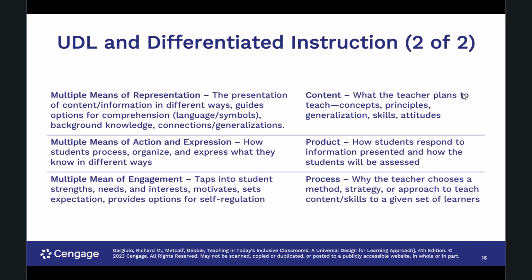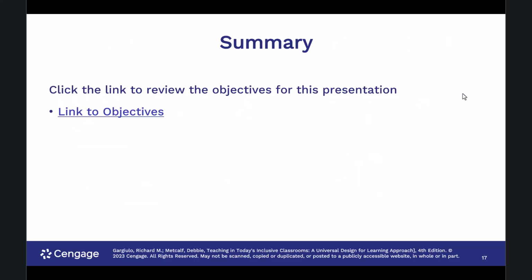So instead of multiple means of representation under UDL, in differentiated instruction, we're talking about content. We're talking what the teacher plans to teach, the concepts, the principles, the generalization, the skills, the attitudes. Instead of multiple means of action and expression under UDL, we're looking at the product, how students are going to respond to the information presented, and how the students will be assessed. And under multiple means of engagement, under differentiated instruction, we're looking at process, why the teacher chooses a method, strategy, or approach to teach content or skills to a given set of learners.